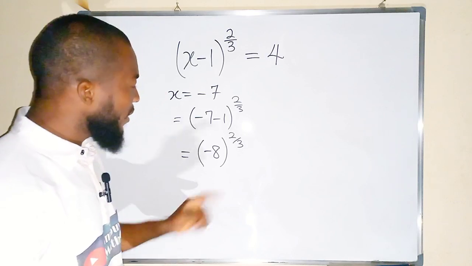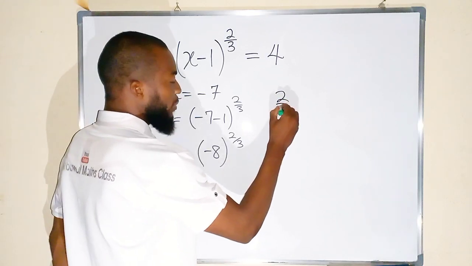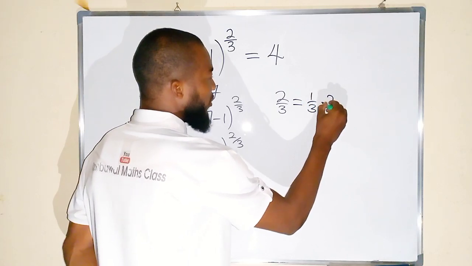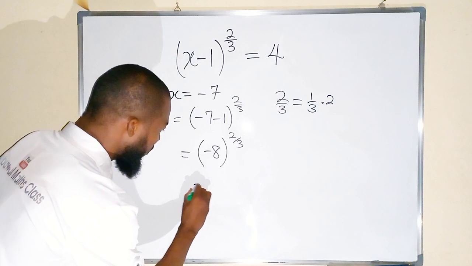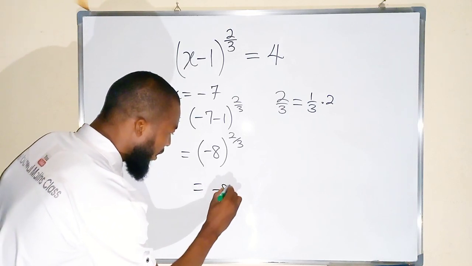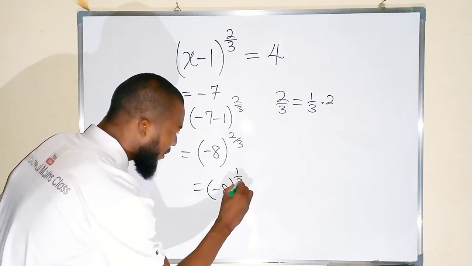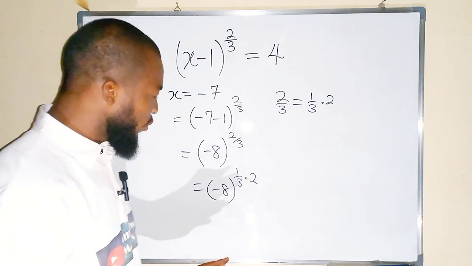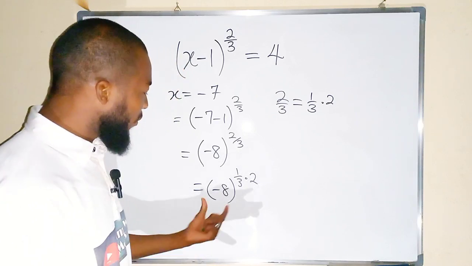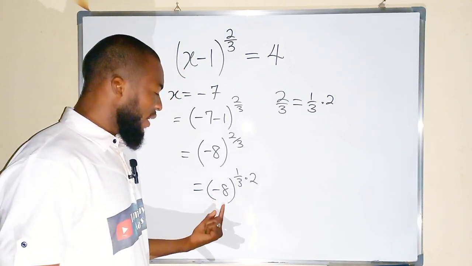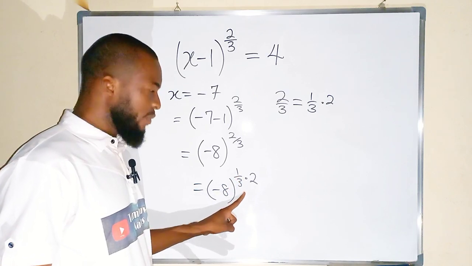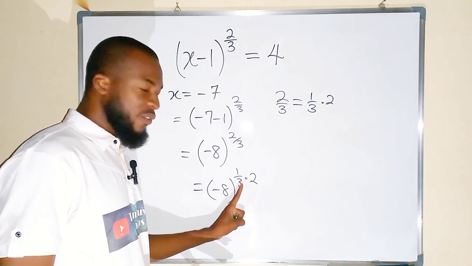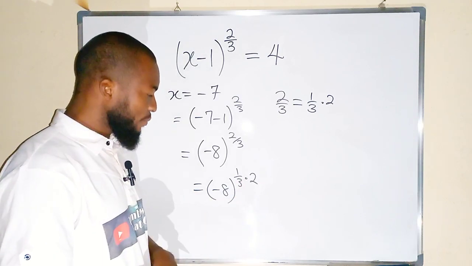And according to the laws of indices, 2 divided by 3 can be split into 1 divided by 3 multiplied by 2. So this is the same thing as negative 8 raised to the power of 1 divided by 3, also multiplied by 2. So we are going to do it in two different ways. We can either first simplify negative 8 to the power of 1 over 3 before we square that, or we can square that first before we take this root, which is the cube root, right?